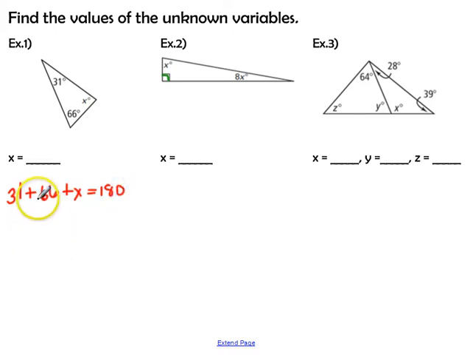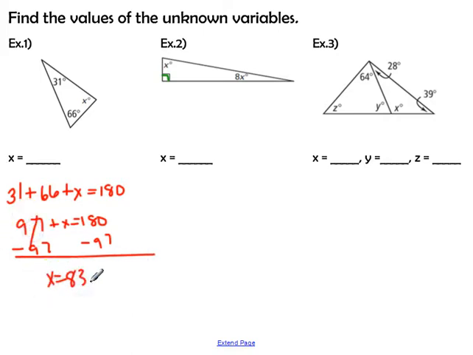So when we're solving this equation, the first thing we want to do is combine like terms over here. So 31 plus 66 is going to give us 97. Then plus x equals 180. And then to isolate the variable, we want to subtract 97 from both sides so that we have x equal to 83. Now let's take a look at the second one.